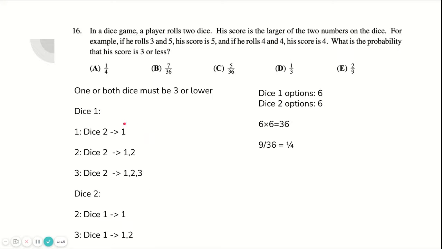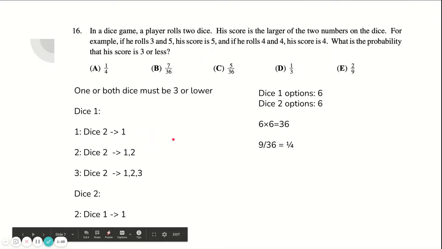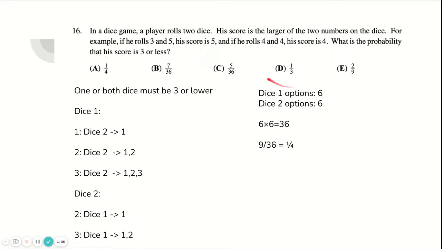So you count them in total: 1, 2, 3, 4, 5, 6, 7, 8, 9. We have 9 possibilities for the score being 3 or lower. So then we see that overall, if dice 1 has 6 options and dice 2 also has 6 options, because there are 6 numbers on the dice, we use 6 times 6 equals 36, which means there are 36 total possibilities for 2 dice. So we find that 9 of these 36 get a score of 3 or less, which is just a fourth.